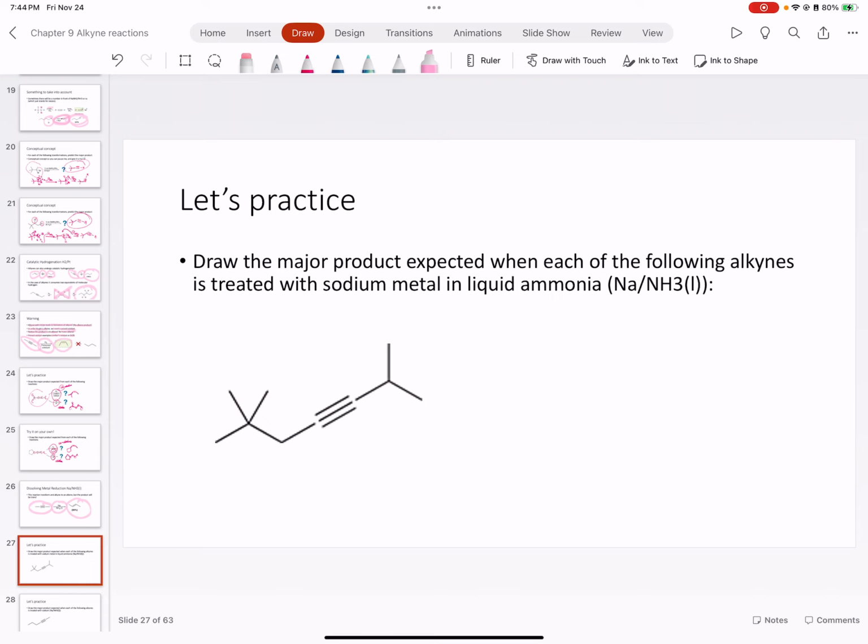Draw the major product expected when each of the following alkynes is treated with sodium metal in liquid ammonia. And I felt like this one was really straightforward. We're just gonna draw our trans alkene. Trans means that they're gonna be in opposite directions. You can see this one's pointing down, this one's pointing up.